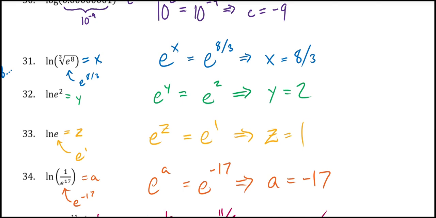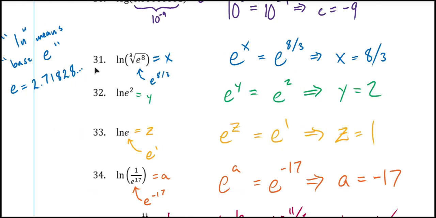This next cluster, recalling what ln means, is going to be very similar. We need to see what power of e our argument is, and once we do that, that's just our output of the logarithmic expression, right? This is ln of e to the 8/3, and so we get 8/3. This is ln of e to the 2, so we get 2. This is ln of e to the 1, so we get 1. This is ln of e to the -17th, and so that's our output.